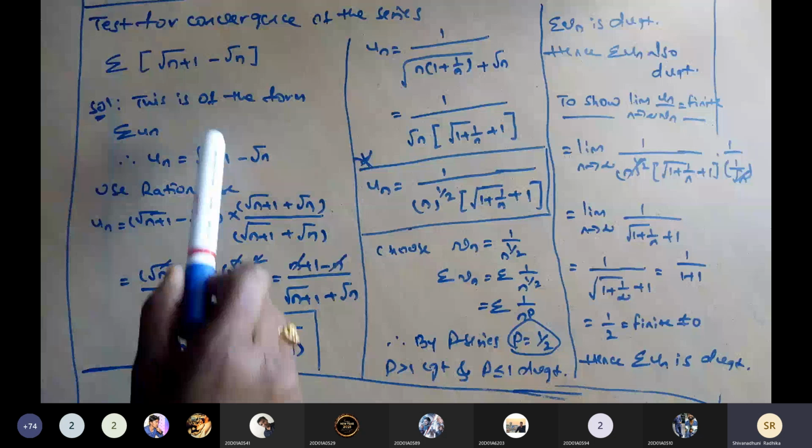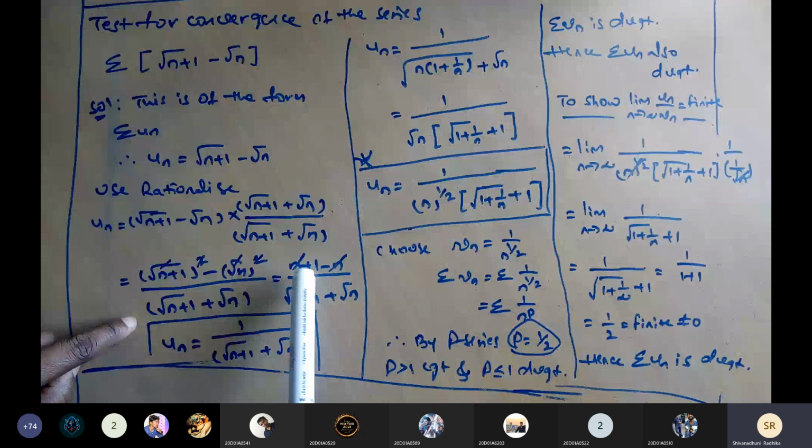What is a rationalized term? Here we have a plus b. A minus b is the rationalized term. So root of n plus 1 minus root n over root of n plus 1 plus root n is the rationalized term, and this is the rationalized procedure. And a minus b into a plus b is a square minus b square. The denominator is the same. Square and root cancel, square and root cancel. The remaining is n plus 1 minus n. The denominator is also the same. Now this is the required un.